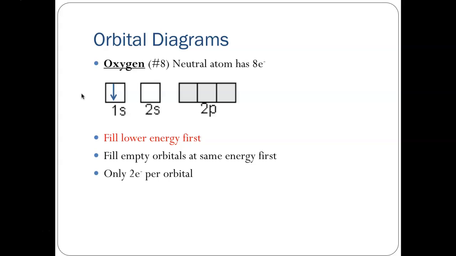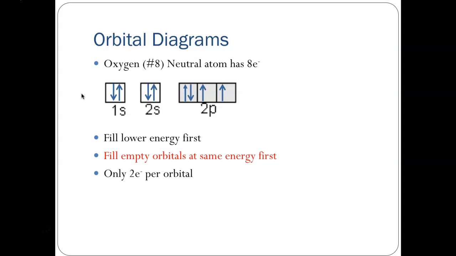Next, let's look at oxygen. So this is atomic number 8. So we have 8 electrons this time. 8 electrons. So first we're going to start with our lower energy level. So down 1, up 1. We want to fill that first. Then we move on to 2s. Then afterwards, remember, we want to fill the 2p one by one, and then we can start pairing up.